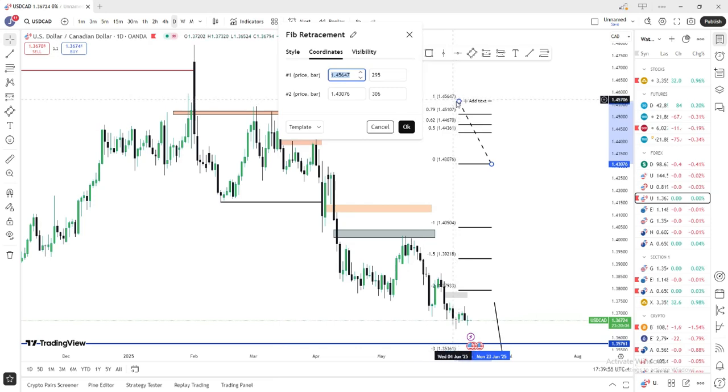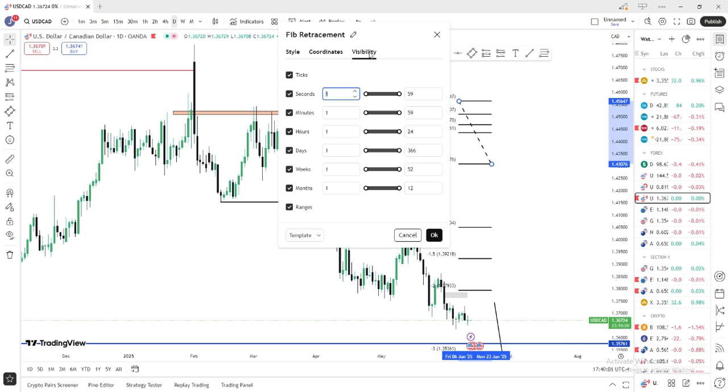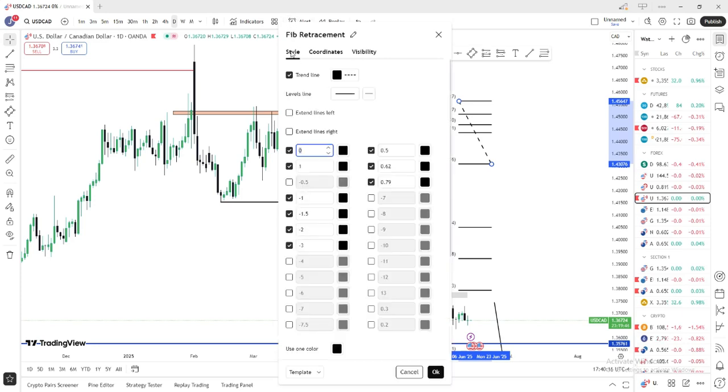This one is also telling us where I put it. This is the coordinate here and here. Then visibility, you can set it like you want to see this visible on seconds, minutes, or you don't want to see it visible on days. You want to only see it visible on some other stuff. So that's just about it.